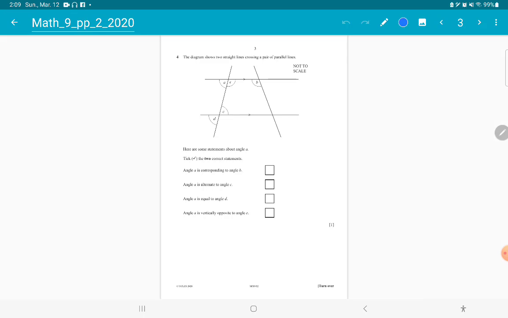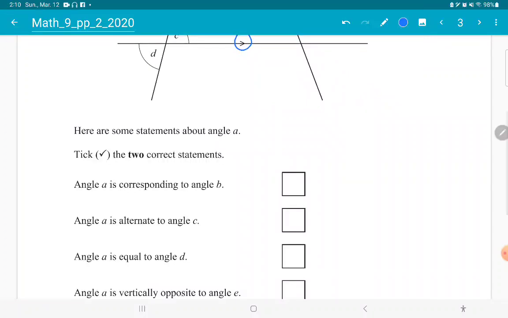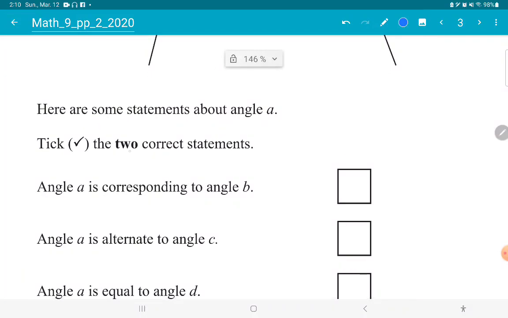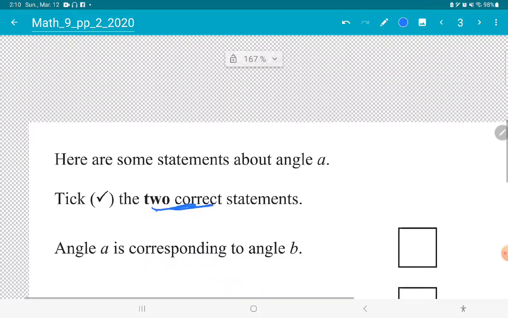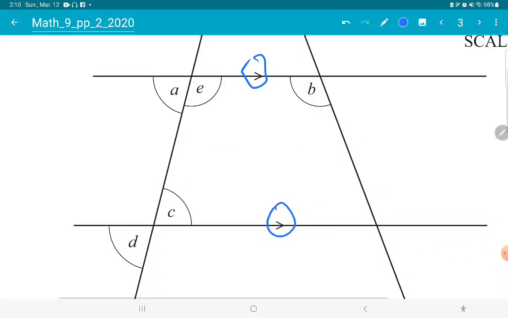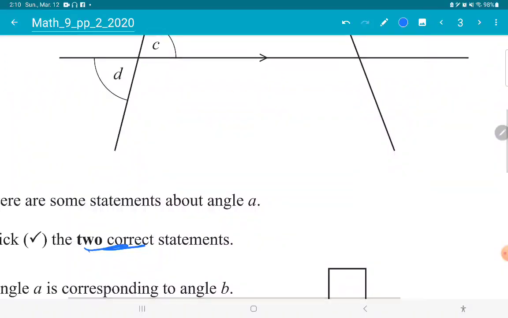And problem number 4. We have 2 parallel straight lines. This arrow means parallel. And some angles correspond, whatever they ask. And here they say check 2 correct statements. Statement 1, angle A is corresponding to angle B. A and B are corresponding. Where is A? That's A. And B? That's B. No, they are not. No, this is wrong.